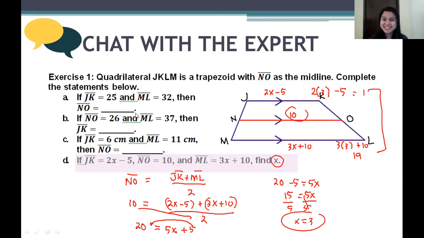In the chat box. Ma'am, can we just solve, there's no need for the theorem. The theorem is our guide, so you need to remember them. What theorem supports your answer here? It's called the Midline Theorem. Remember that one, the Midline Theorem. What does the Midline Theorem state? That the length of the midline is equal to half of the sum of the bases.